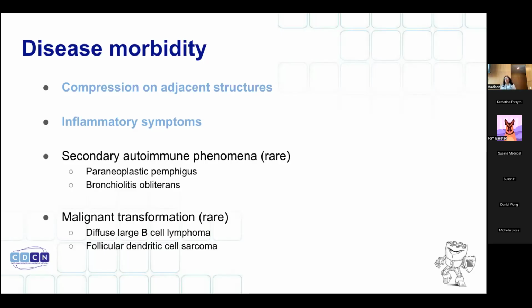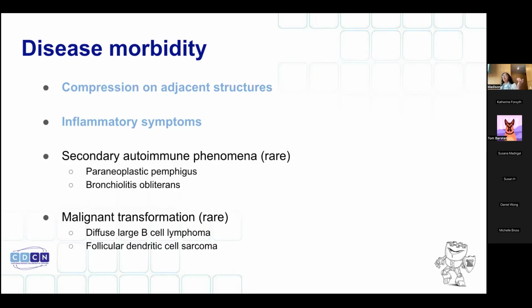Some patients can also have secondary autoimmune phenomena. And these are the two that we have noted in the registry. One is called paraneoplastic pemphigus. These are rashes that look like hives over regions of the skin as well as the mucosa. And then bronchiolitis obliterans, which is an inflammatory condition in the lung. And usually this is picked up when patients present with shortness of breath and we see changes in the lung that are consistent with an immune attack on the lung.